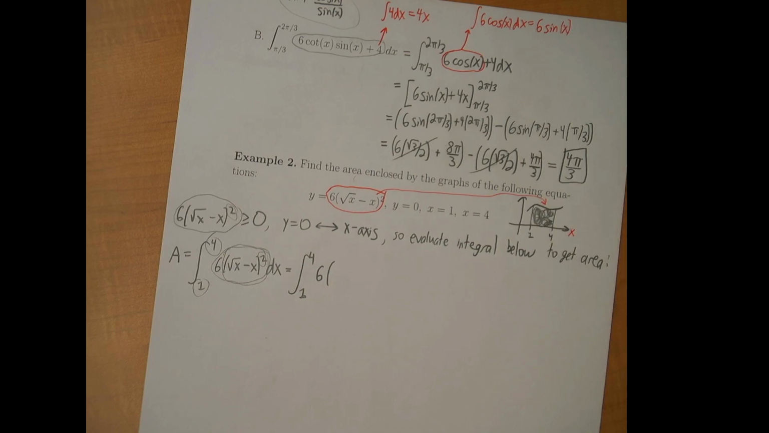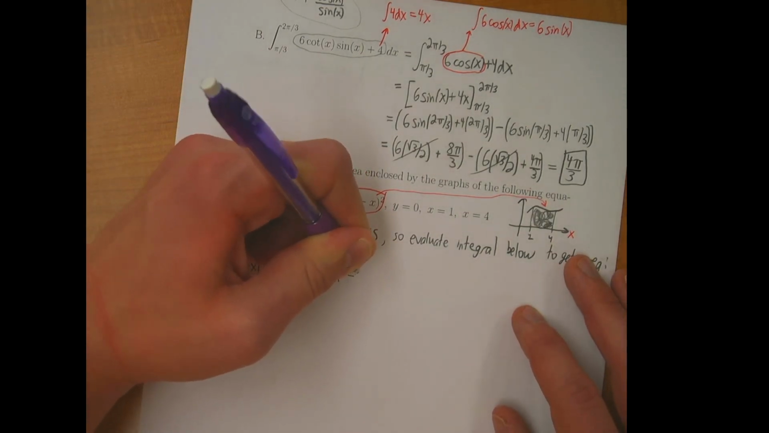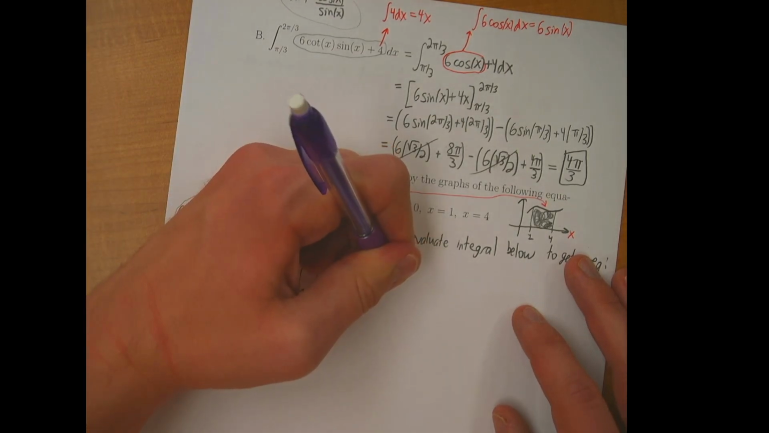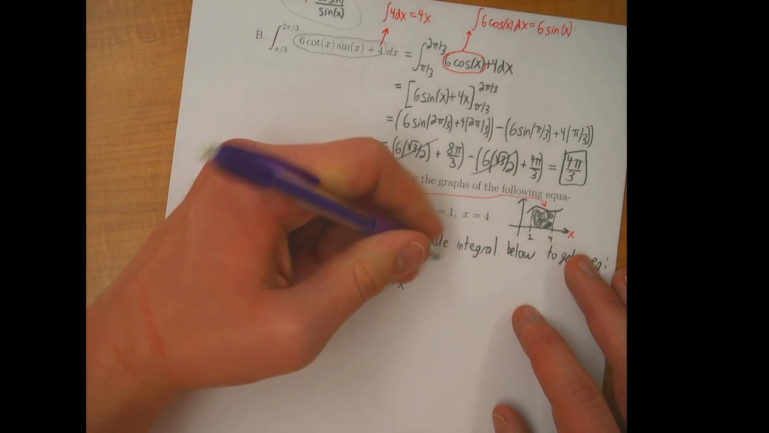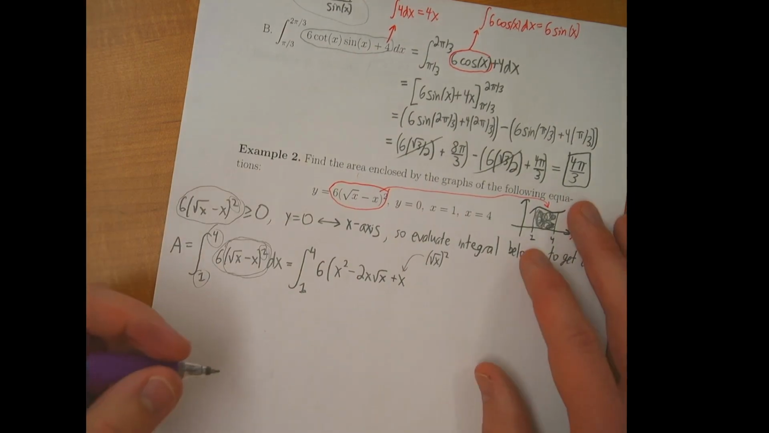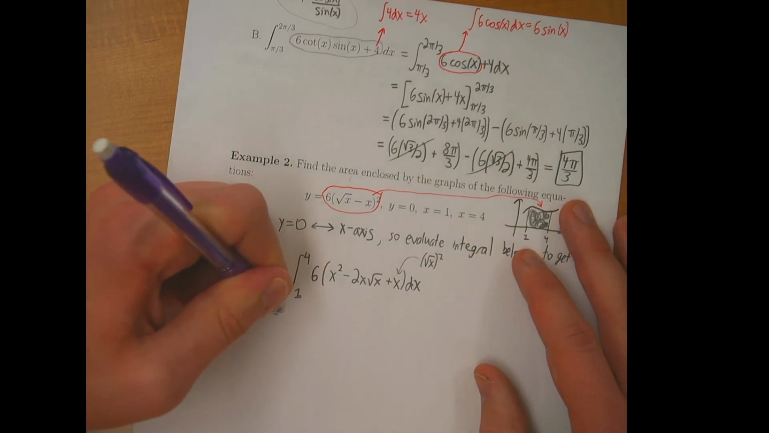Is it x squared minus 2x root x plus x? Yep, 2x root x, and then plus x. Remember, in this case, this is just square root of x quantity squared, but that's just x. So we have that, which is good.